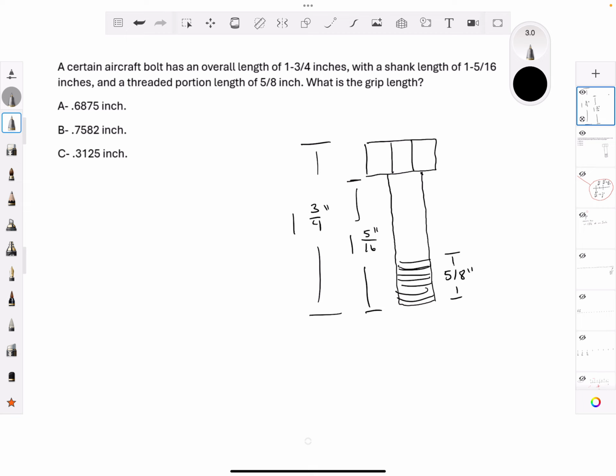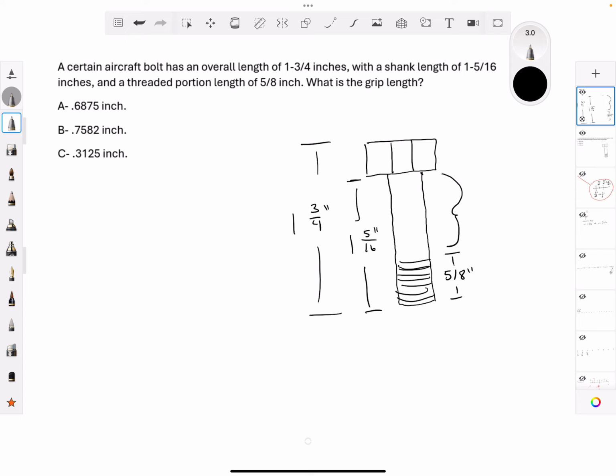Okay, so the grip length is the unthreaded portion of the bolt. So it's that portion right there. Why would I want to have an unthreaded portion of a bolt? If you've ever changed the shock on your car, when you put the shock onto the frame of your car, it has a portion that's unthreaded because when your shock compresses and expands, it does have a little bit of rotation to it. Therefore, it's rotating on that bolt shank. And if it was threaded, it would cause damage to the boss or the hole in your shock.